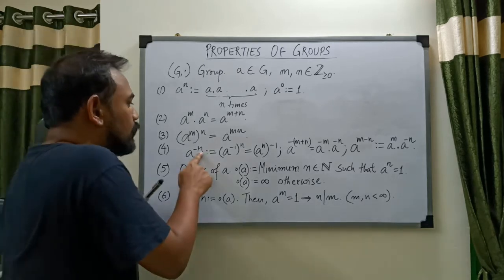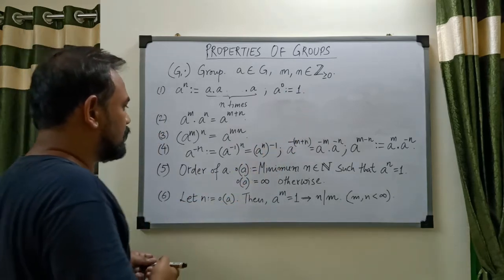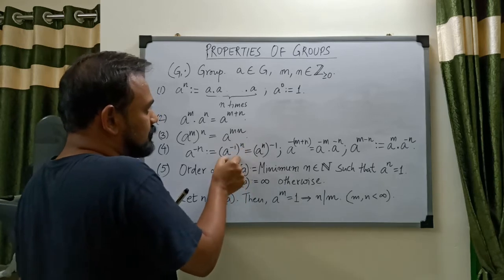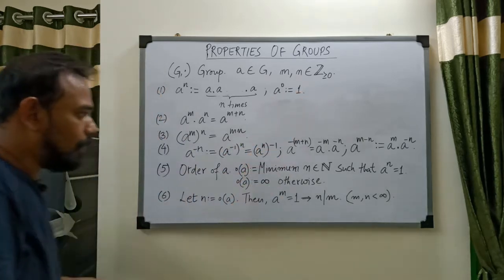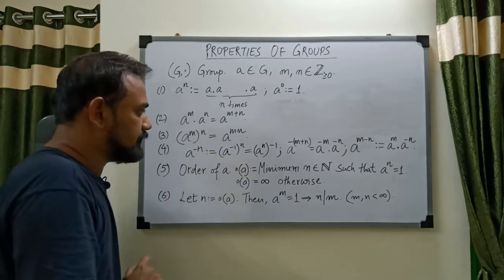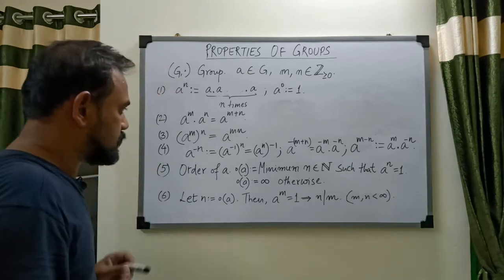I mean, if n was 0, it would come out to be this again. Okay, and you can try that. It would be the 0th power of this element, which by definition is 1. Anyway, so this is the definition of a negative index of an element.